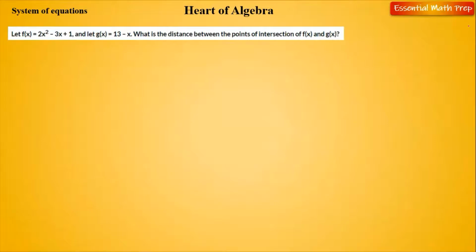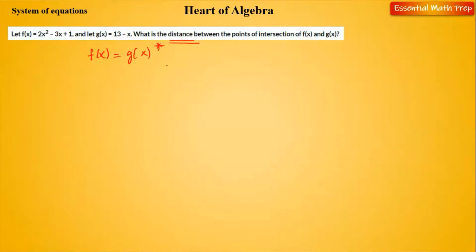Okay, f of x equals 2x squared minus 3x plus 1, g of x equals 13 minus x. What is the distance between the points of intersection of f of x and g of x? This is a very lengthy problem, even though it's a very easy problem. So as I've mentioned before, if 2 points have to intersect, then f of x must be equal to g of x. This is the tip that you want to know.